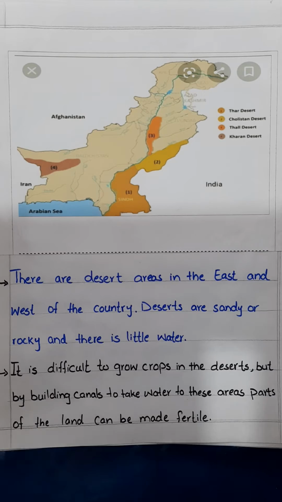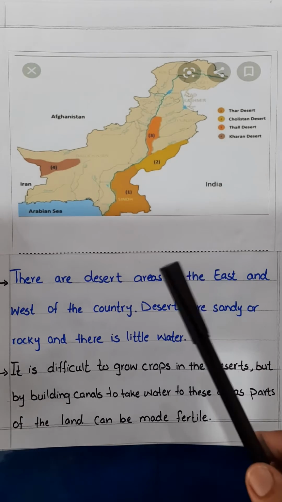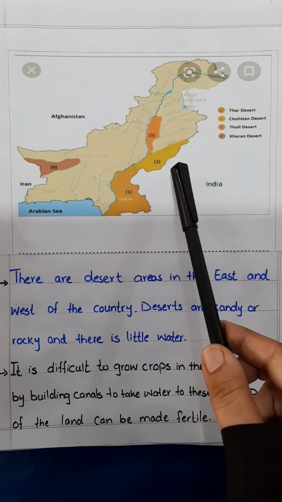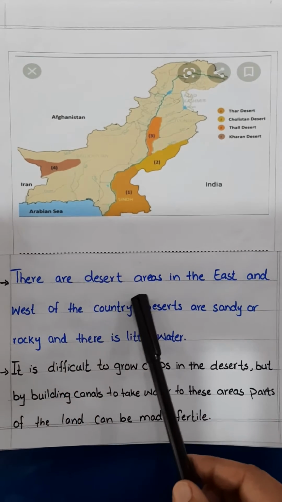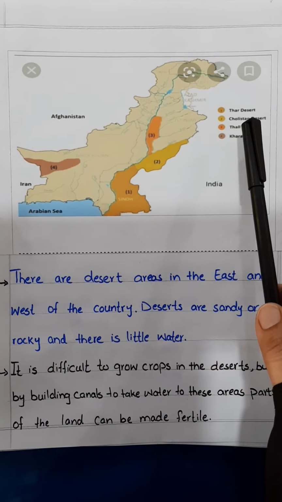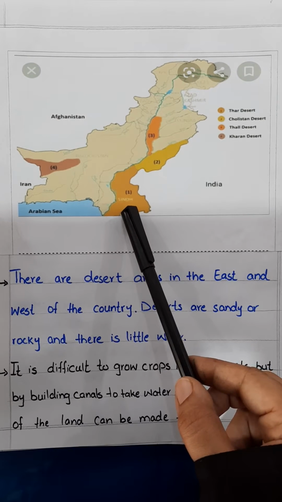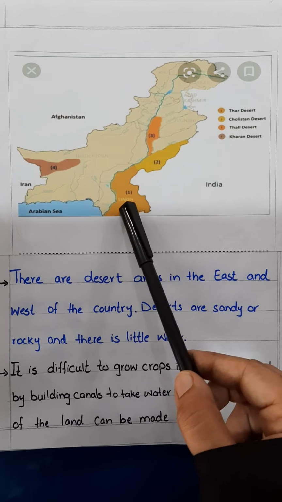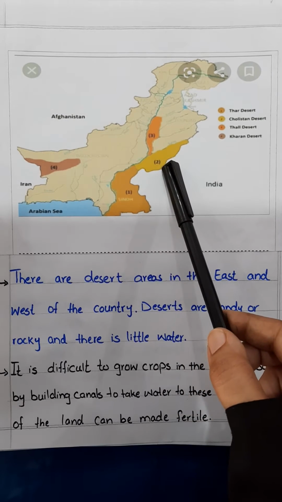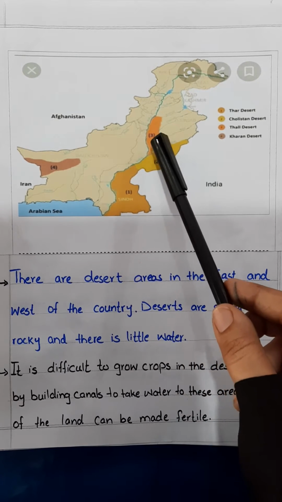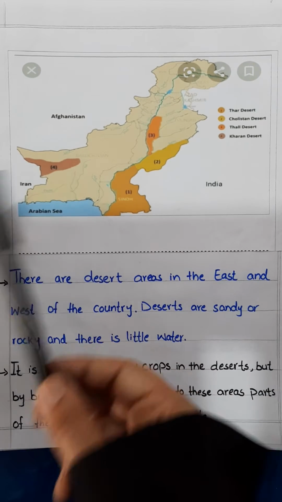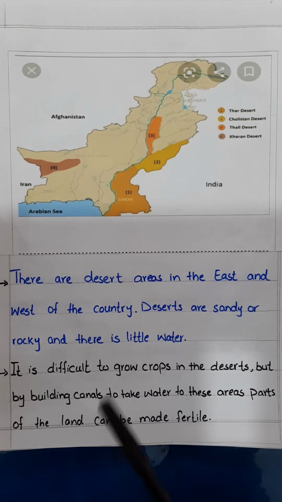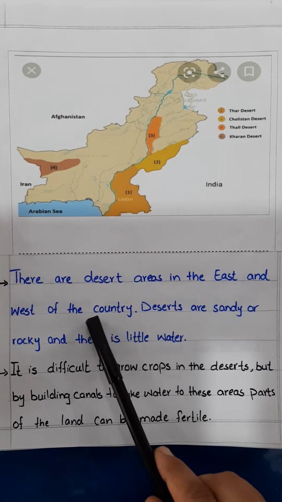This is the map of Pakistan, and in this map we can see the deserts. In the east and west of Pakistan, we have deserts. In the southeast of Pakistan, we have the Thar Desert. Then in the east, in the province of Punjab, we have the Cholistan Desert, and in the west of Pakistan, we have the Kharan Desert. So there are desert areas in the east and west of the country.